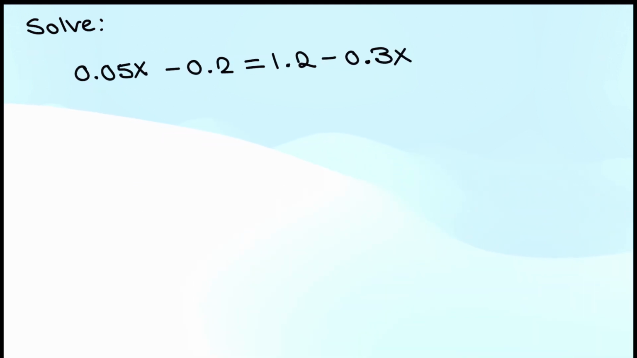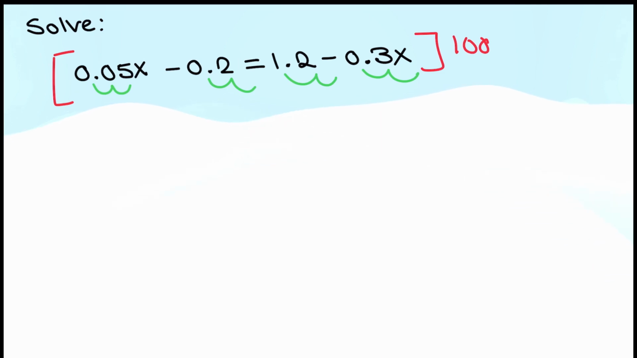Here's another example. 0.05x minus 0.2 equals 1.2 minus 0.3x. Now in this problem, I notice that in fact, this first term has two places after the decimal. 0.05, the 5 is in the hundredths place. And so if I want to clear decimals and I have two places after the decimal, I have to multiply by 100. So I'm going to multiply every single term in this equation by 100.